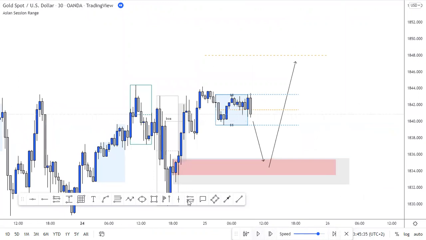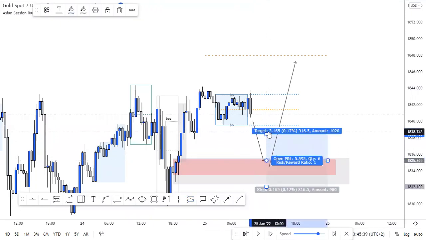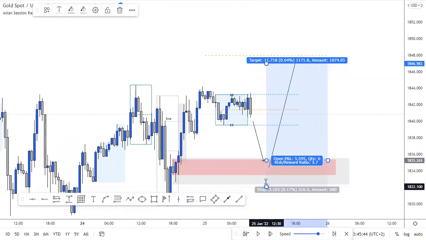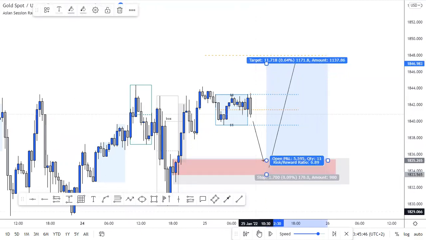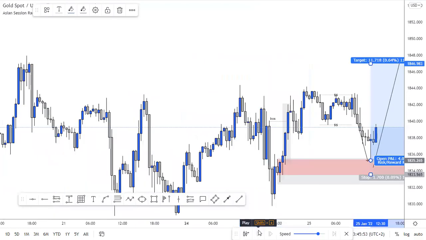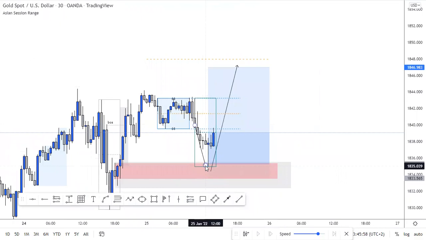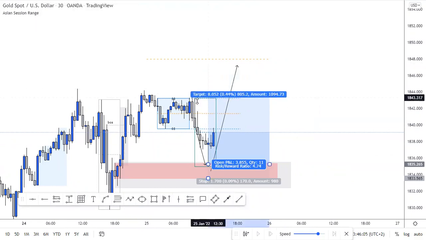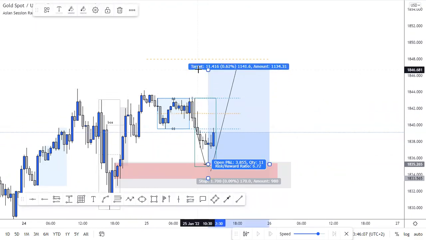So let's say we set our limit here, then we target the Asian highs. Stop loss just here. Then let's see what happens. See, the market taps in and pushes price to the upside. And I still believe price is going to go to the upside until we take out the Asian highs.